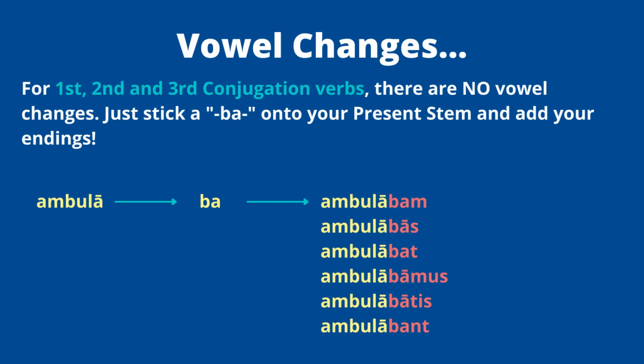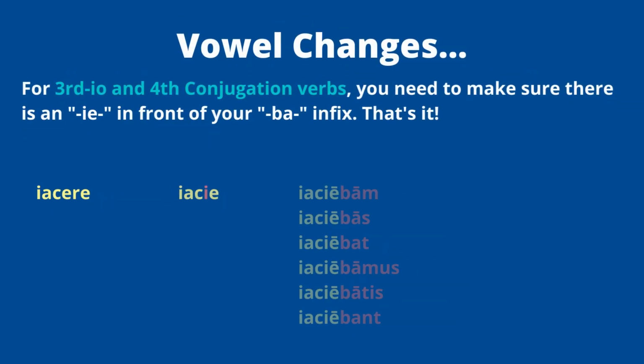So if I had ambulare, first conjugation verb, my stem would be ambula, I add a ba, and then I add my endings. It becomes ambulabam, ambulabas, ambulabat, ambulabamus, ambulabatis, ambulabant. And you want to notice the long mark in the ba, it shows up in second person singular and then first and second person plural, right? That's kind of the general idea. So just pay attention where that macron is, all right?